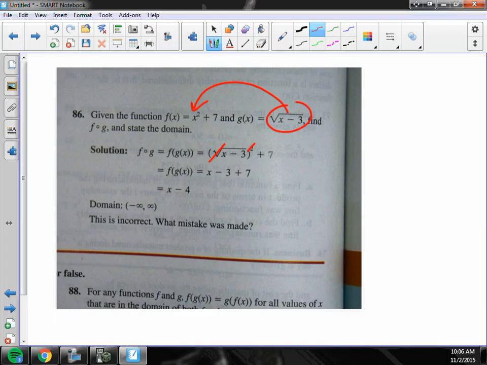So this is just a simple addition mistake. Negative 3 plus 7, it should be x plus 4. Okay. Bring that back up.